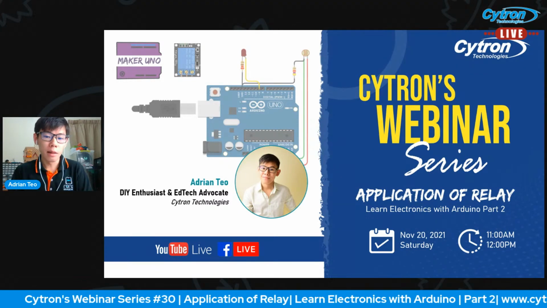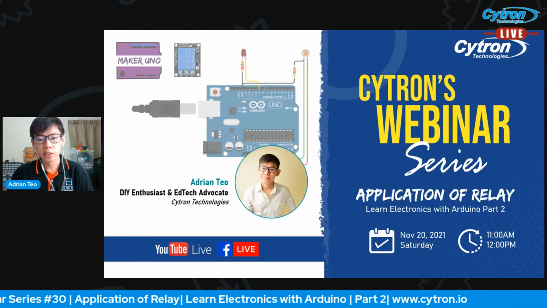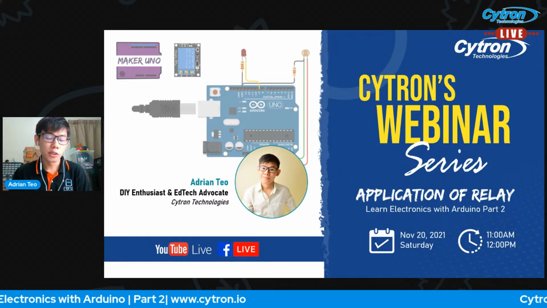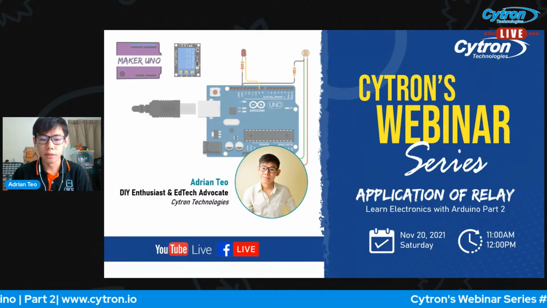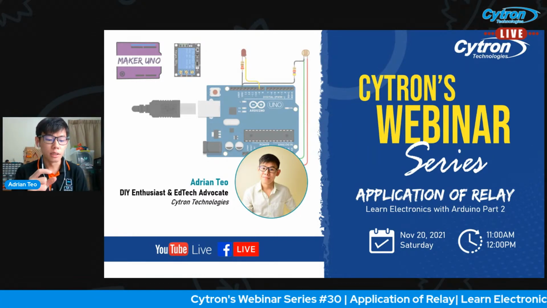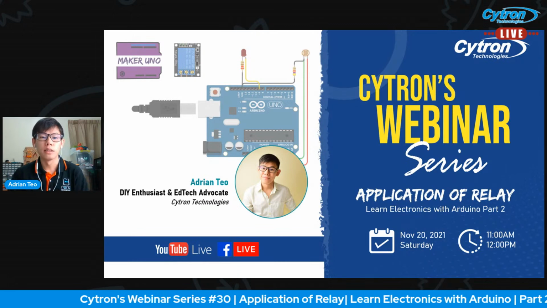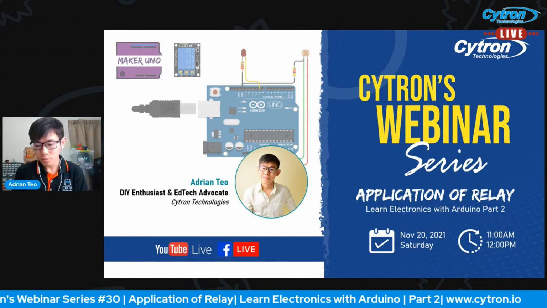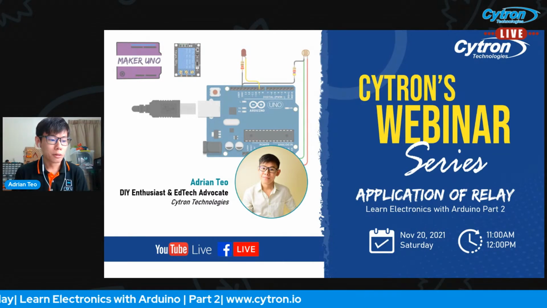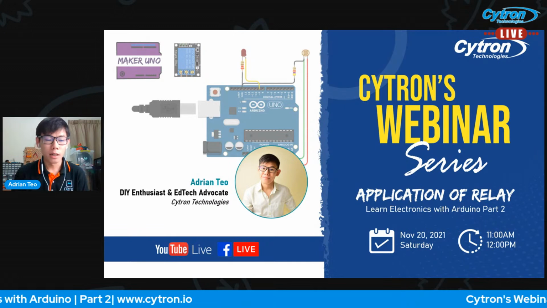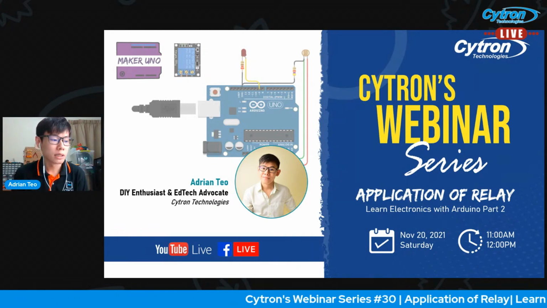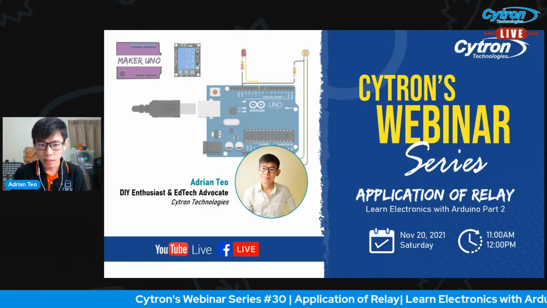Today I'll be talking about the application of relay. This session is a continuation of the previous session. In last week's session, I talked about what is a relay. I broke down the parts of a relay, showed you the internals of a relay, and also explained a little bit on electromagnet. And today we are going to explore in more depth the application of relay, how we can use relay in different kinds of application.